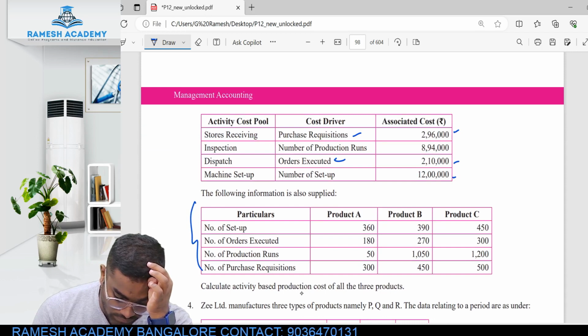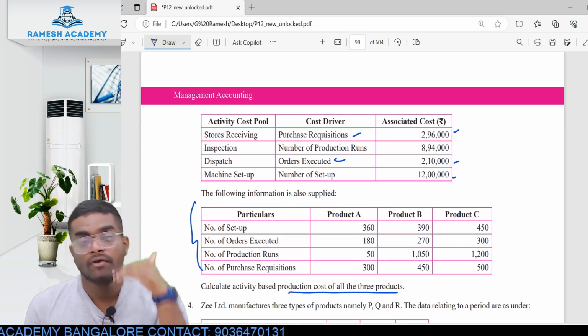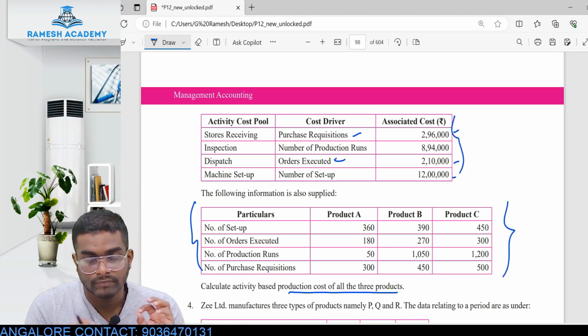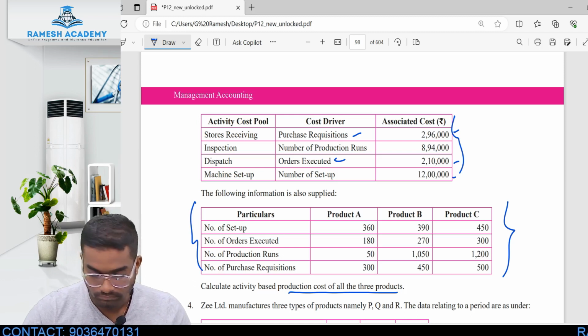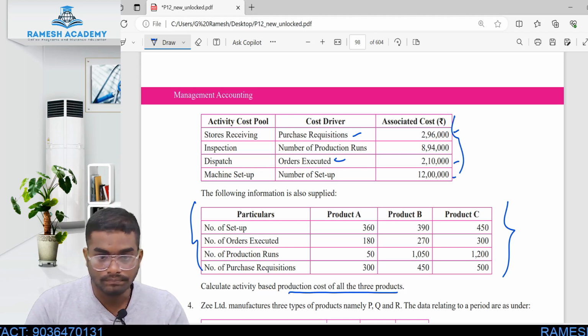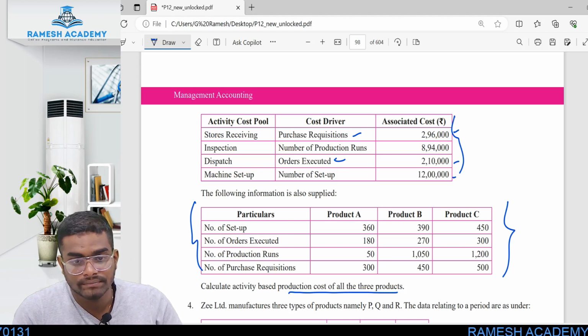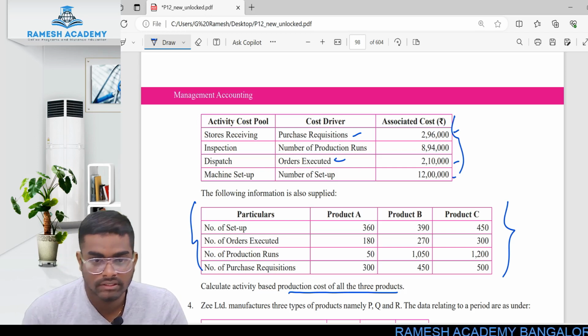Next we have to calculate the production cost of all the products. So very simple, please go straight off. We have the total cost here, we have the cost driver, just distribute. So allocate on the basis of cost driver, that's it. I'll give 2 to 3 minutes time, please calculate it, and after that we'll solve, so that you can verify the answers.